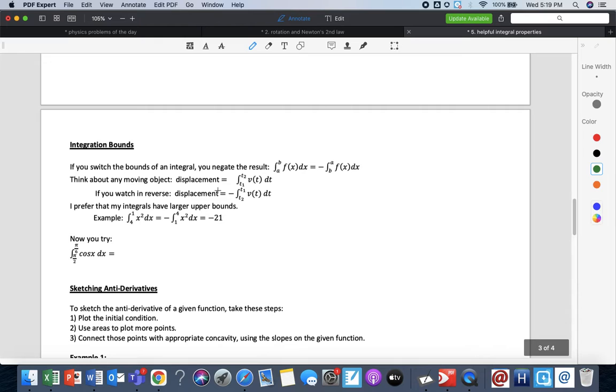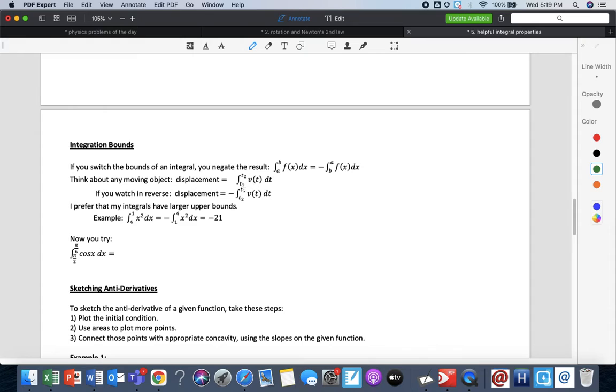And then a comment on bounds. If you switch the bounds on an integral, you negate the value of the result. So the integral from a to b of a function will equal negative the integral from b to a of that same function. And I like to think about that in the context of displacement.